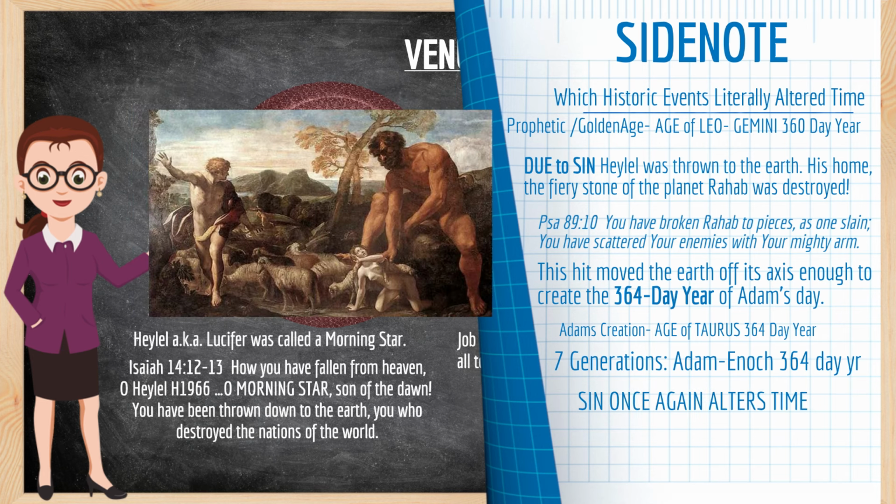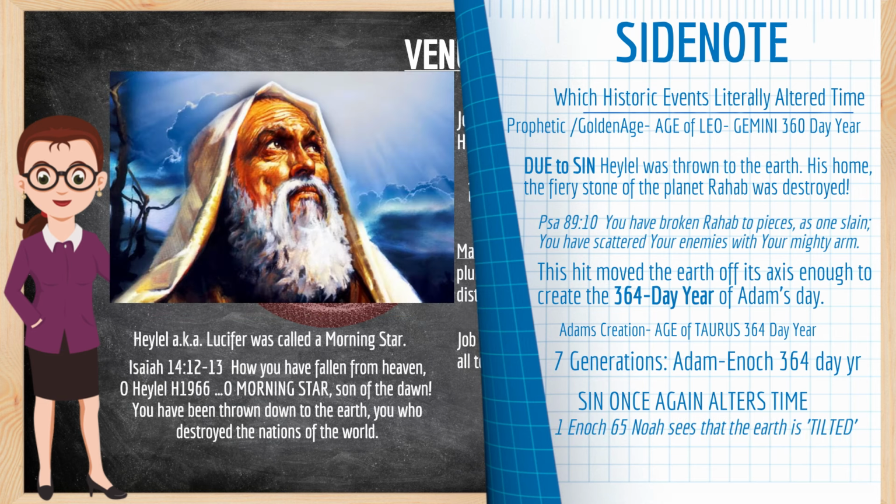Then sin, once again, caused the heavens and the earth to be shaken. In Enoch chapter 65, we find a passage where Noah is afraid he is going to die due to all the shaking and changing of the planet. He seeks out his grandfather Enoch and speaks of the tilted earth. Now, how would Noah know the earth had tilted? Because from his perspective, all the stars in the heavens were different. They were in a different place.